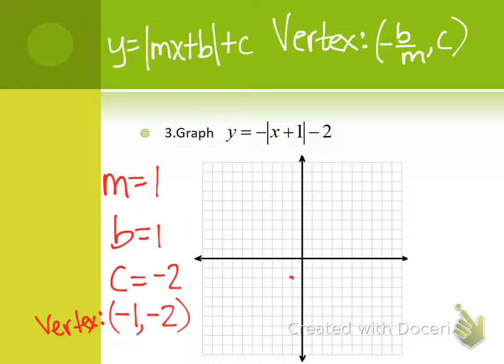So I will plot that. This time it is not on the x-axis, it's down below. -1, -2. Now I know we talked about the whole slope thing, but I'm going to still make a table of values on this one since we have other stuff going on.